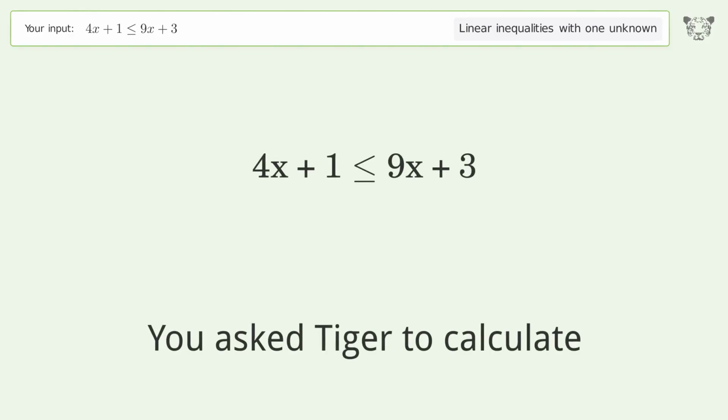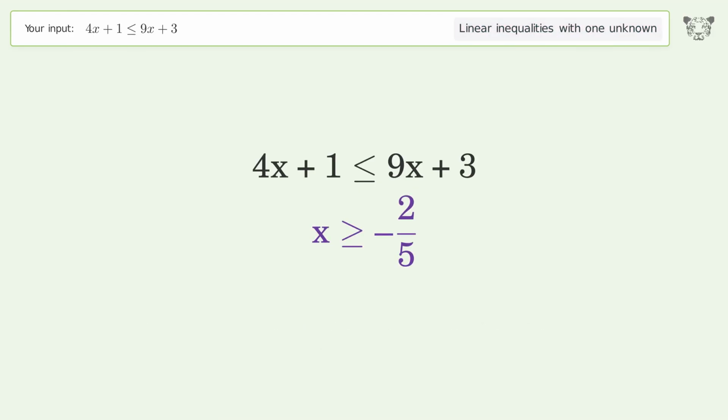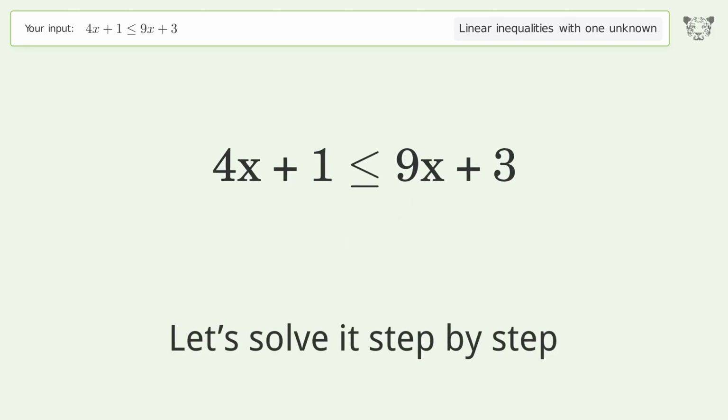You ask Tiger to calculate. This deals with linear inequalities with one unknown. The final result is x equal or greater than -2/5. Let's solve it step by step.